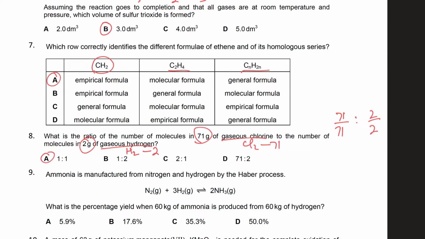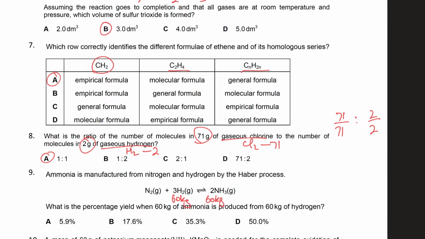Ammonia is manufactured from nitrogen and hydrogen by the Haber process. You need to remember the conditions and everything for this. What is the percentage yield when 60 kg of ammonia is produced? So you have 60 kg of ammonia made, that's the mass, from 60 kg of hydrogen. Okay, so obviously 60 kg of hydrogen will not produce 60 kg. The numbers will be very different, because hydrogen is such a lighter thing, which means 60 kg will have so many number of moles.